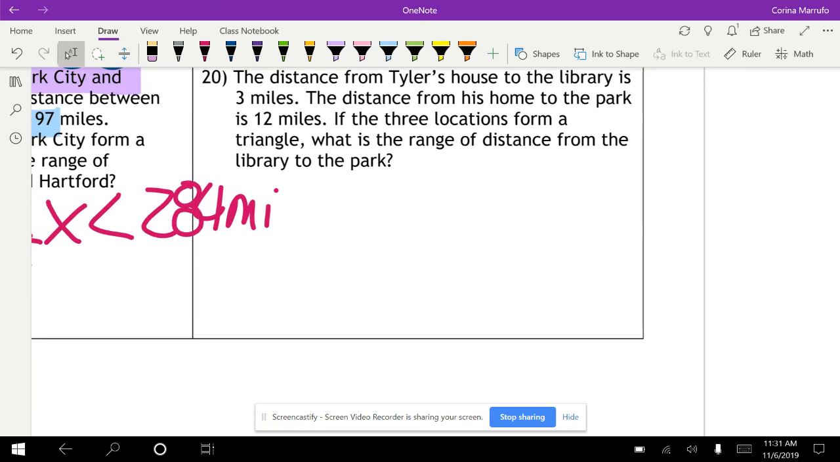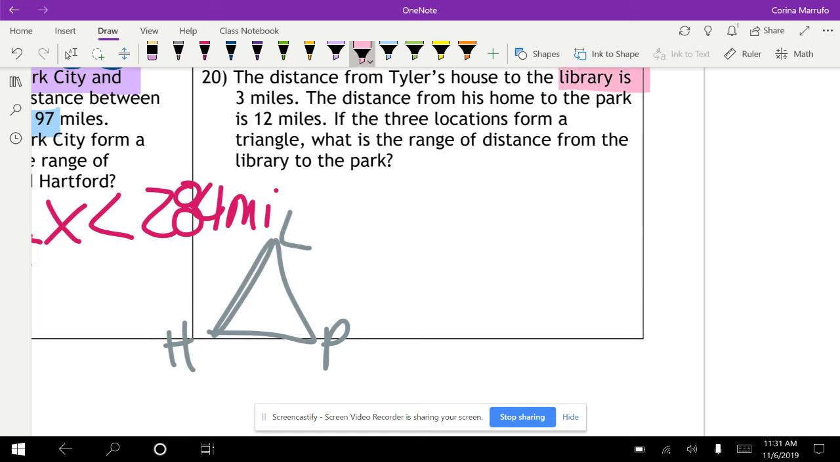All right, the next one. The distance from Tyler's house to the library is 3 miles. The distance from his home to the park is 12 miles. If the three locations form a triangle, what is the range of distance from the library to the park? So the same thing. We have a triangle. We have Tyler's house, so I'm going to put H for house. We have the library as L. And then we have the park, I'm going to put as P.